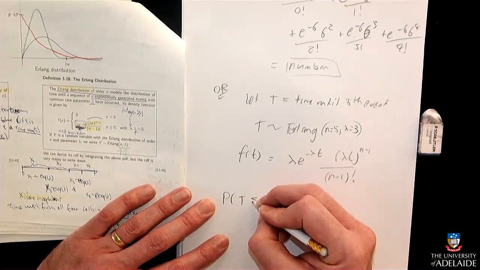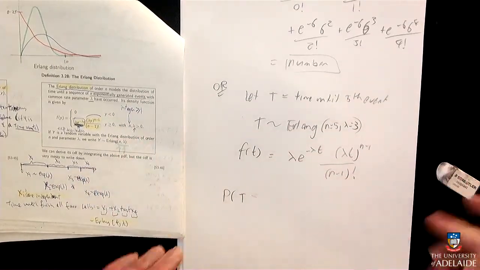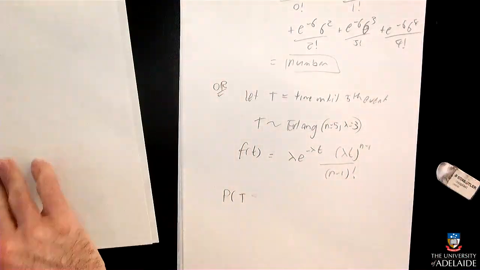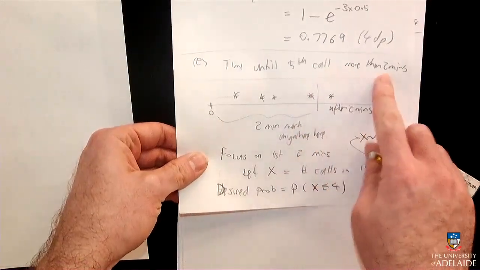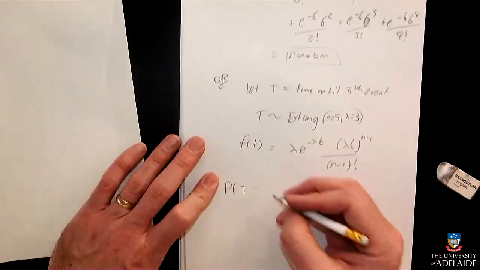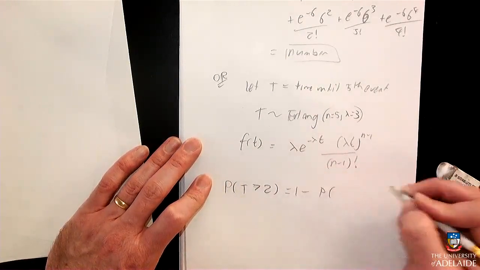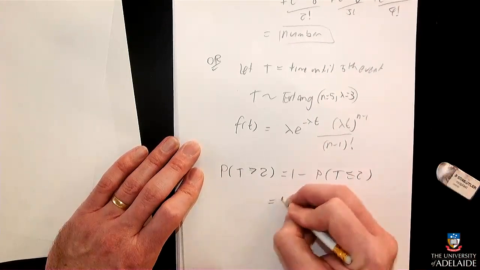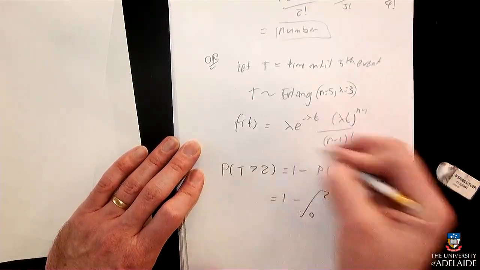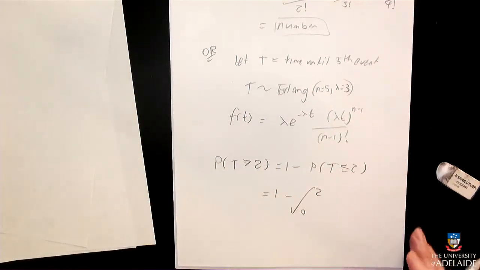you want that to be less than or greater than 2, yeah? Is that what the question said? Greater than 2 minutes, yeah? Just a second. Time until the fifth call is more than 2 minutes, okay. One minus the integral from 0 to 2 of this. Yes! Which I don't care to do today.